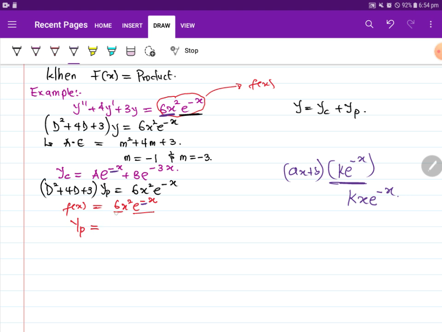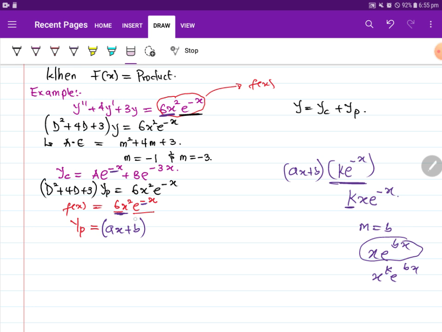I can now say my yp is, for the polynomial, ax plus b. Now, for the exponential, go back to your exponential video, where you are told that if m is equal to b, then the yp will be x exponential bx. But if b is repeated k times, it will be x raised to power k exponential bx. At this point, our b and m are equal, so that's why I'm using x exponential minus x. Don't let me use k, let me use another letter.